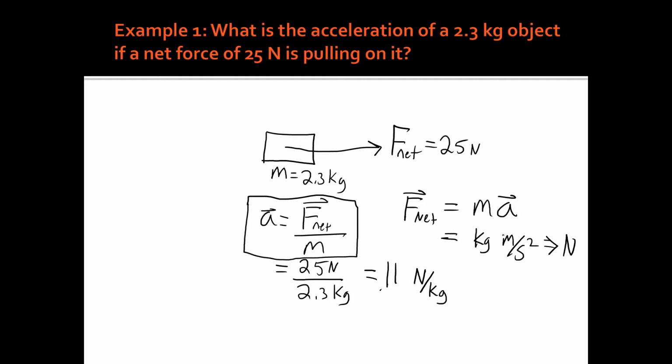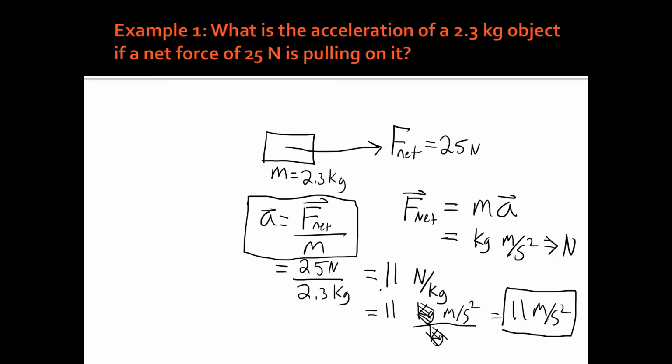So if I put the equivalent unit for newtons back into here, I get the following. 11 newtons is actually written as kilogram meters per second squared divided by kilograms. My kilograms will drop out, so I'm left with 11 meters per second squared, which is our unit of acceleration. There you go. All right.